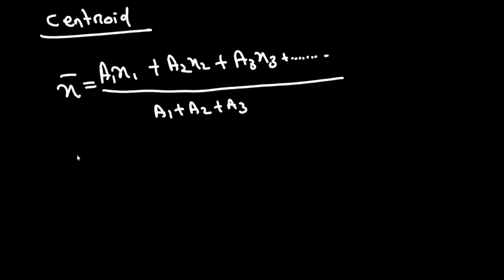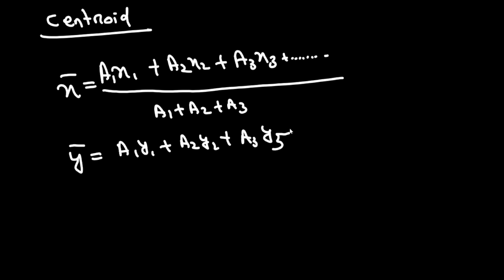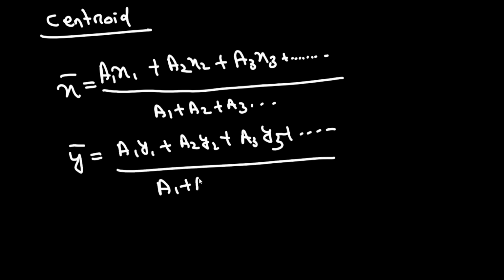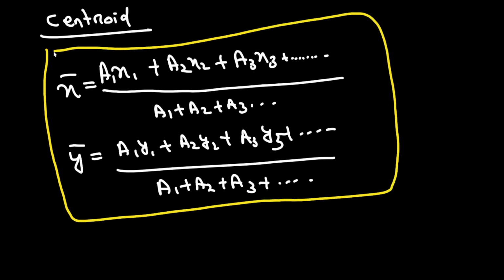This formula is very important. How to calculate y bar: a1 y1 plus a2 y2 plus a3 y3 up to, divided by a1 plus a2 plus a3 up to. Remember these two things of the centroid formula, simply sum of ax divided by total area, sum of ay divided by total area. So it is the centroid calculation.